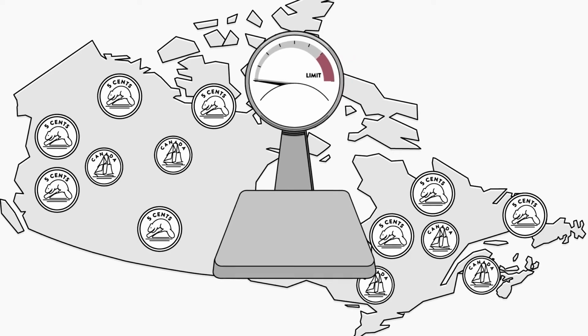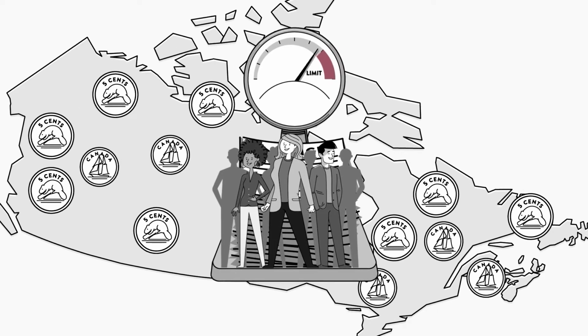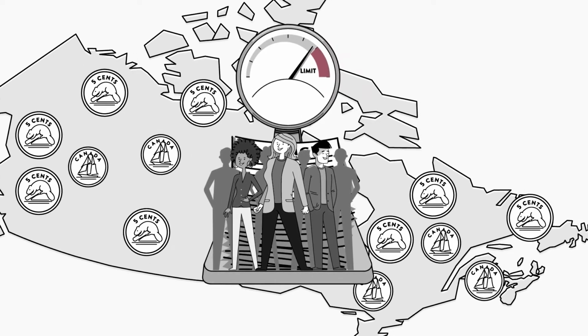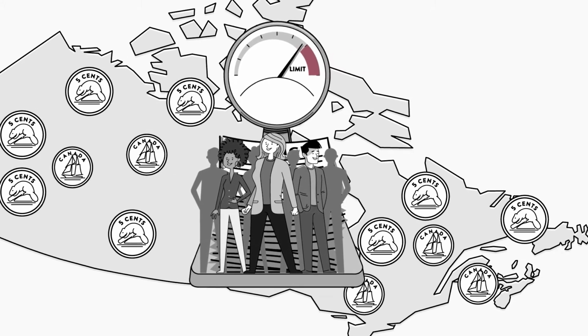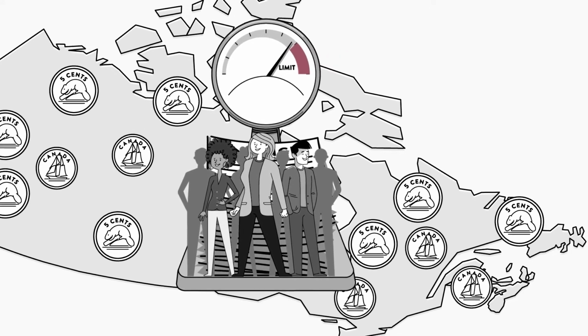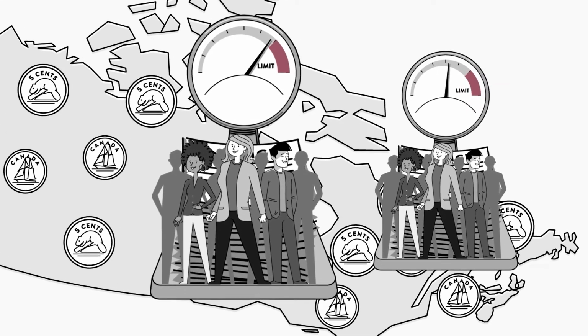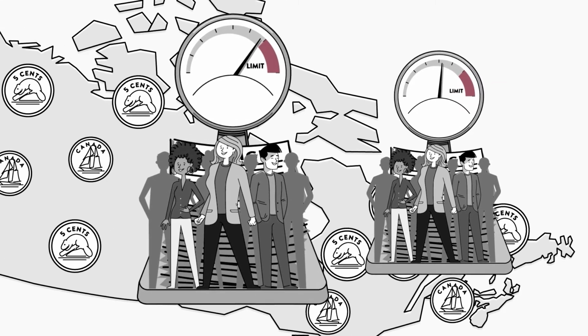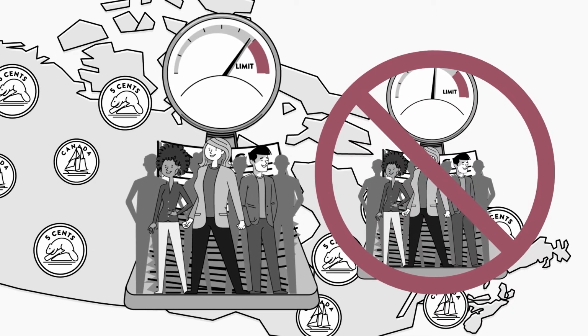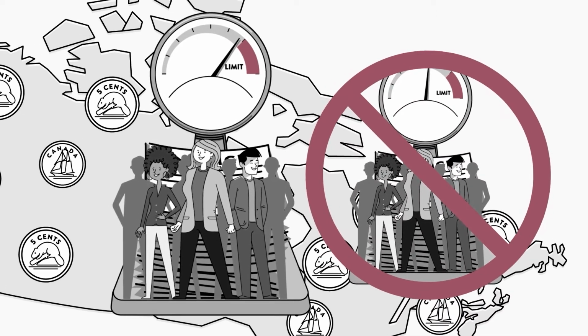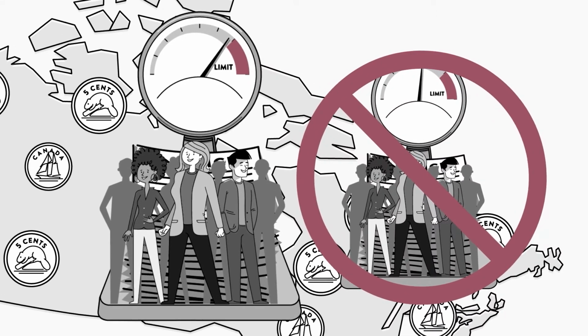A third party is prohibited from exceeding the limit on regulated expenses. It is also prohibited from circumventing or attempting to circumvent the limit. For example, a third party can't split itself into 2 or more third parties, or act in collusion with another third party, registered party, or candidate to get around the limit.